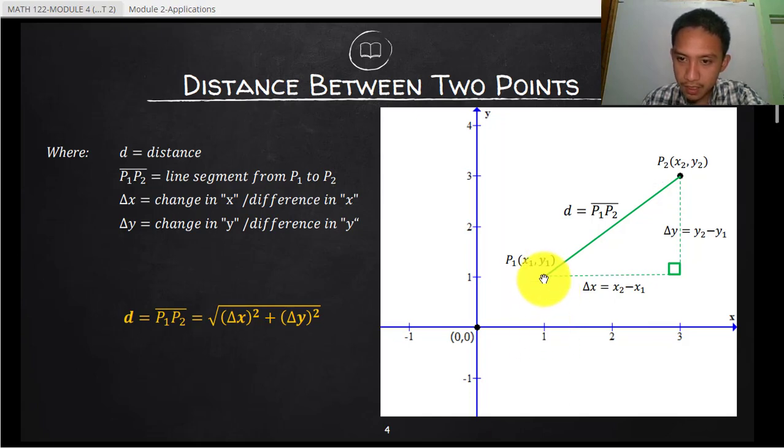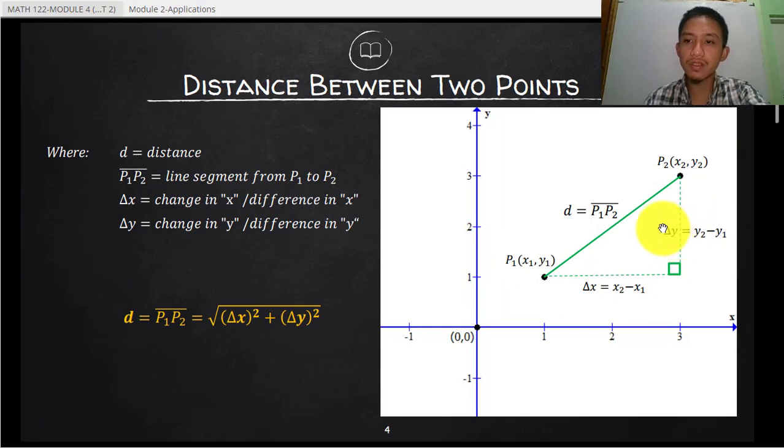So that distance here is the same as the distance there. So the total distance going to point 2, I will subtract that distance going to point 1, is the delta y. We call that one the delta y, or that means change in y, or we call that one the difference in y.